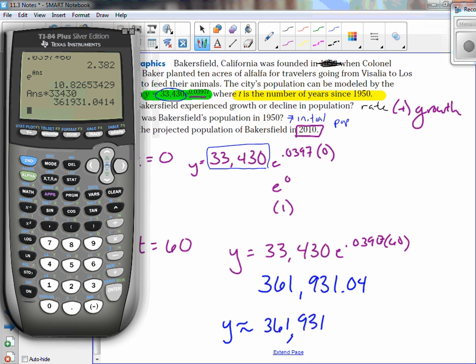Now, be careful on your calculator because you guys want to type all of this in at the same time, and that's fine. But when you do that, the exponent has to be in parentheses altogether, or if not, it's going to multiply by the wrong things. Okay? Questions about that example? All right.